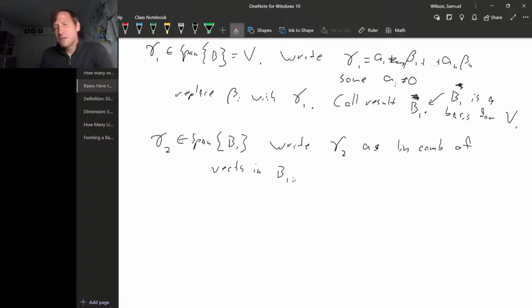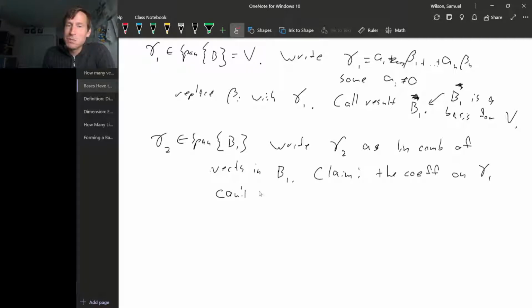Right, well, we have to be careful here because B sub 1 is mostly betas, but B sub 1 does have a gamma in there somewhere, right? But what I want to claim here is that in this linear combination of gamma 2 as a linear combination of vectors in B sub 1, the coefficient on gamma 1 can't be the only non-zero coefficient. Okay, why is that the case?